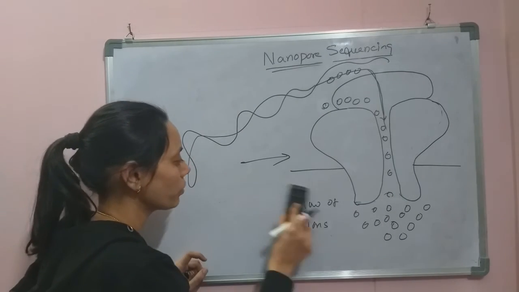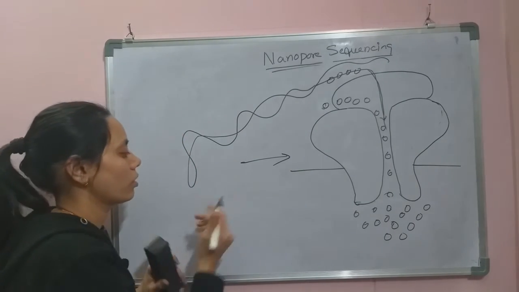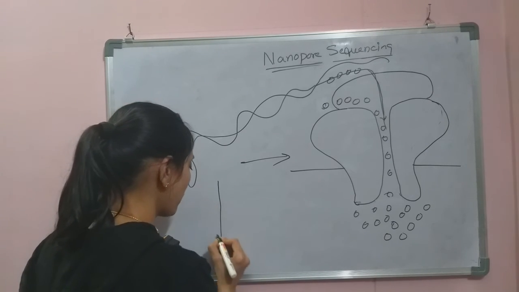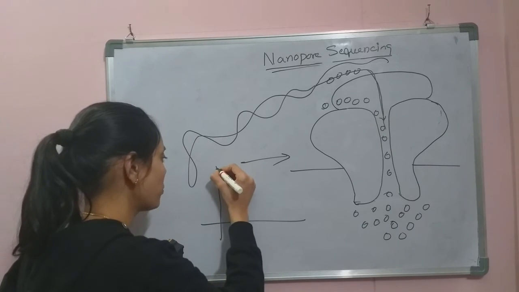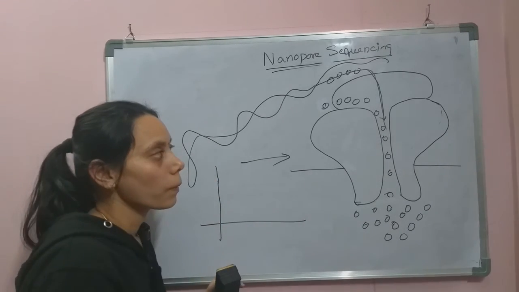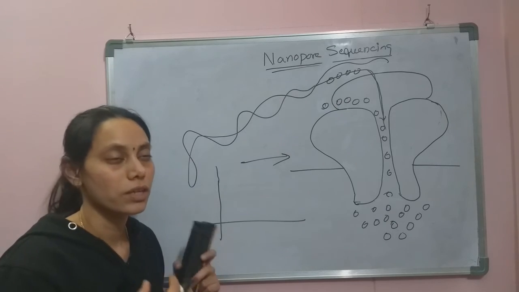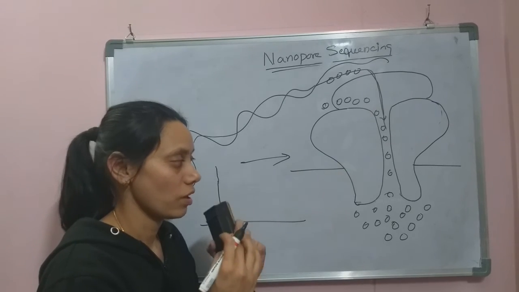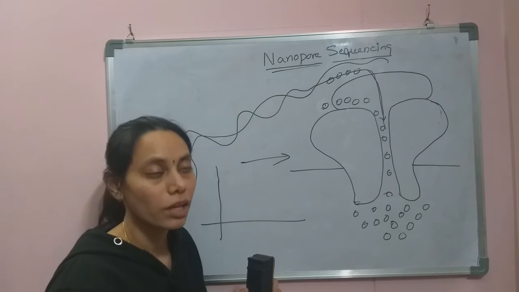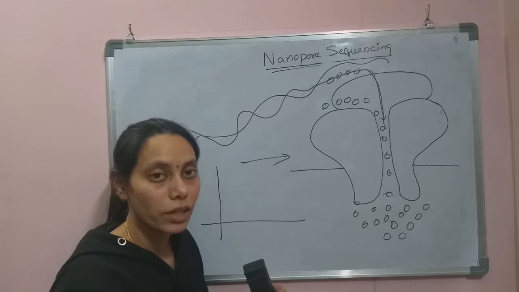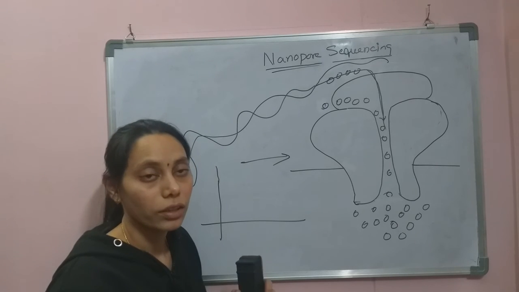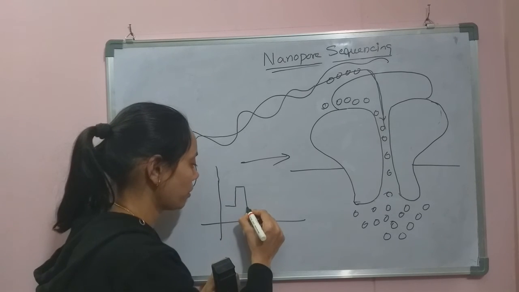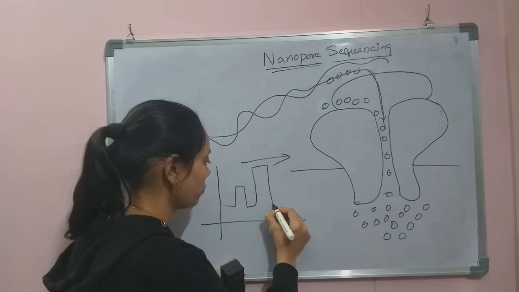So there will be such a graph. That means the flow of ions or the electrical current will be disturbed if an adenosine nucleotide passes through the membrane. The change obtained in the electrical field will be different if a guanine nucleotide is passing through it, and the electrical current change will be different. So it forms a peak similar to this.